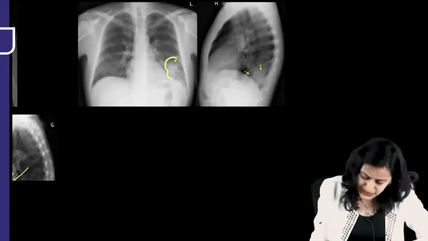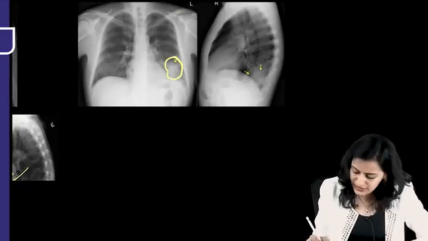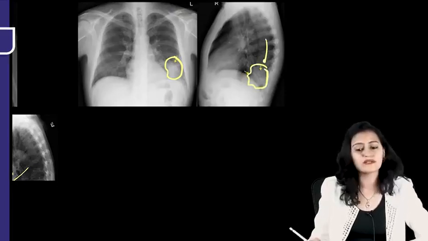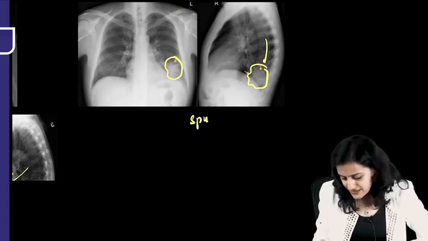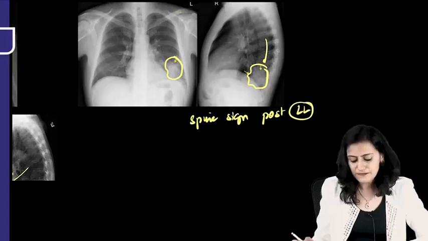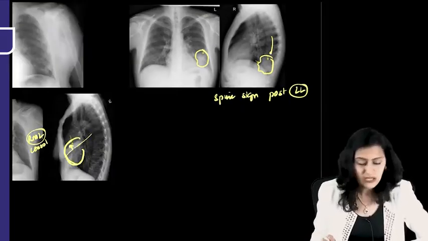Here we see an opacity on the left side. On the lateral chest X-ray, you see that it's overlapping the vertebra, causing the lower vertebra to appear more white. This is the spine sign. Posteriorly located, this is going to be the lower lobe.